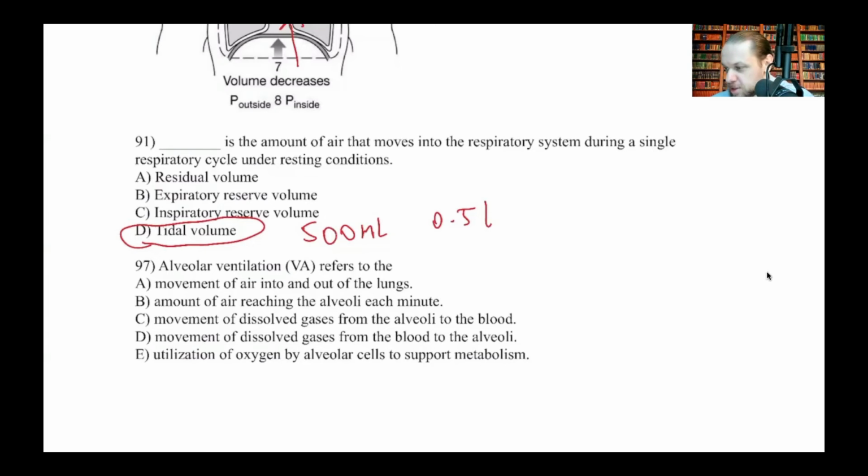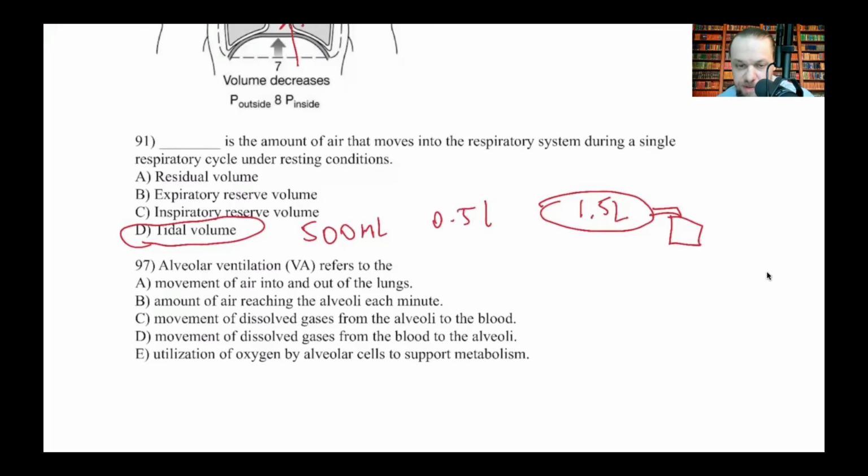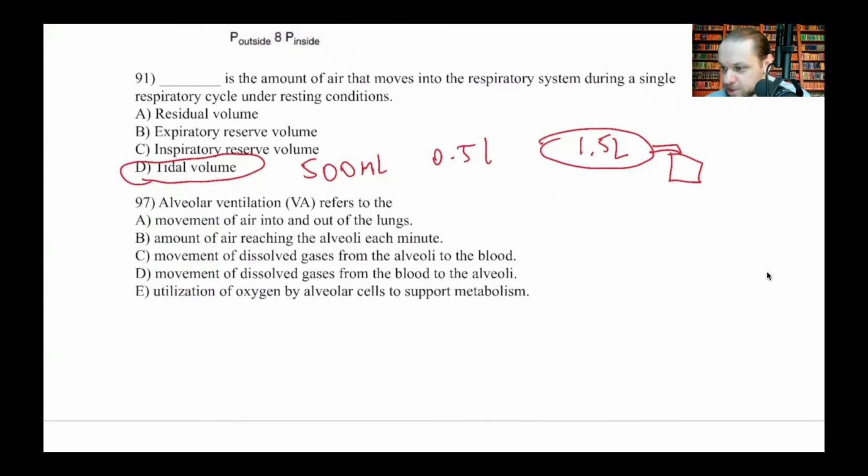Also be cognizant when you have your BVM. This is 1.5 liters, so do not empty this thing for the patient. If 500 ml is roughly a tidal volume, you only need a little squeeze. Actually, you'd probably be better off using a pediatric BVM with an adult size face mask, because then there's less tendency of emptying it. But all right, tidal volume is the correct answer.